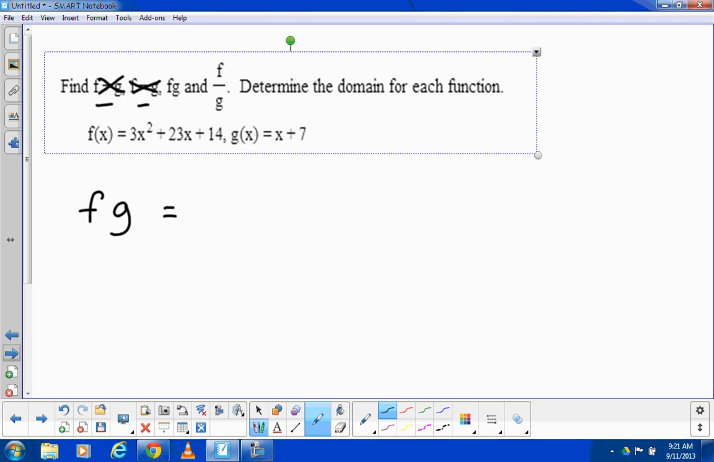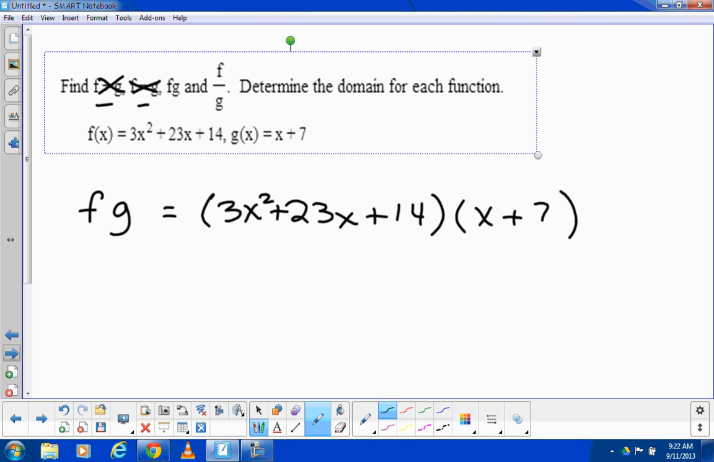So that just means I'm going to multiply the functions together. So 3x squared plus 23x plus 14 times x plus 7. Okay, so now let's multiply it out. Now here's the thing. This is not the full method. This is not double distribute, because it's not a binomial times a binomial. It's a trinomial times a binomial. So I guess we could say triple distribute. Okay, so it's not the full method because there's actually going to be 6 terms.